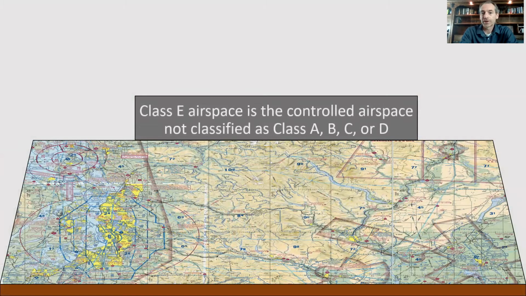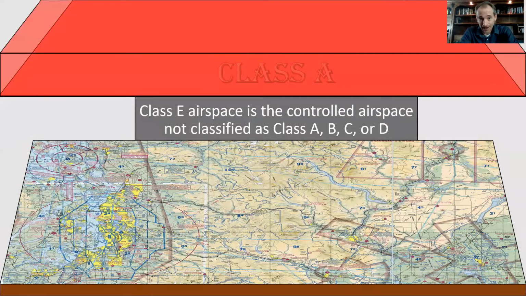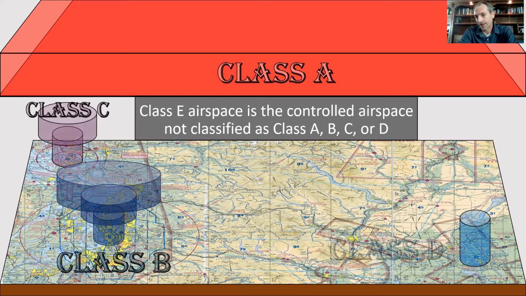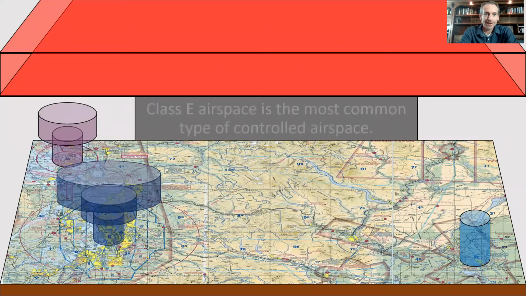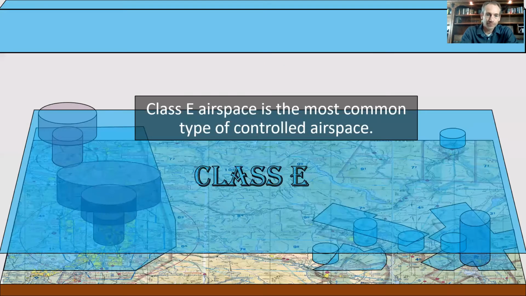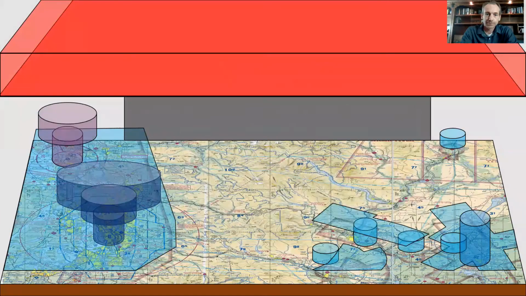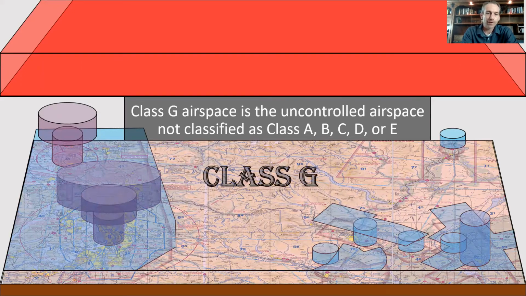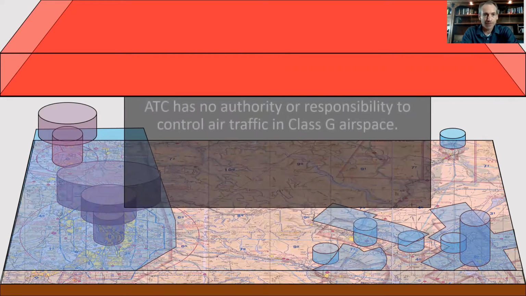Class E airspace is the controlled airspace not classified as Class A, B, C, or D. Class E airspace is the most common type of controlled airspace. And then Class G airspace is the uncontrolled airspace not classified as A, B, C, D, or E. It's pretty much everything else. And that's where drone pilots are going to do most of their operations.